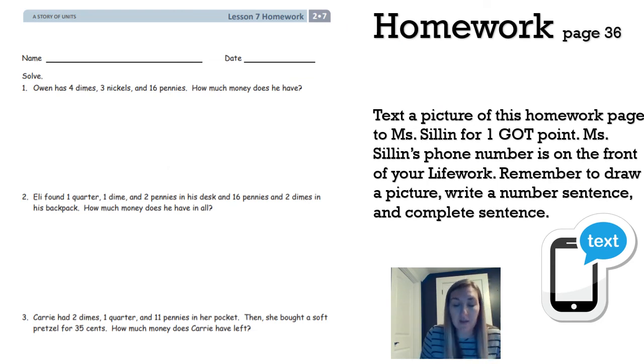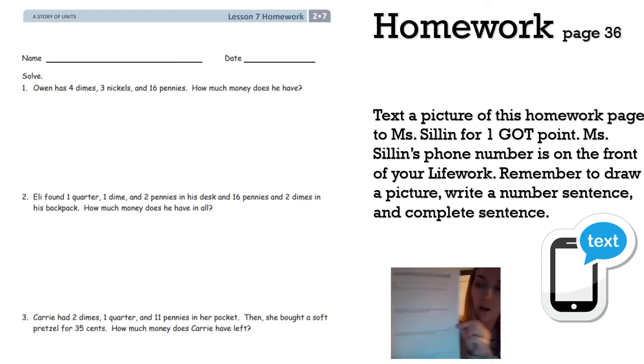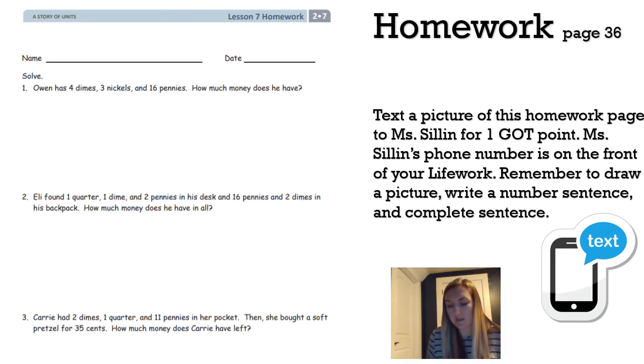All right, scholars, wrapping it up for today. You have a homework assignment after the problem set, and it is on page 36. There are 3 word problems here that you need to practice solving. If you text a picture of this homework page to me, you will receive 1 Grow Our Team point, all right? And my phone number is on the front of your life work packet from last week. Please remember to draw a picture, write a number sentence, and a complete sentence for each problem, all right?